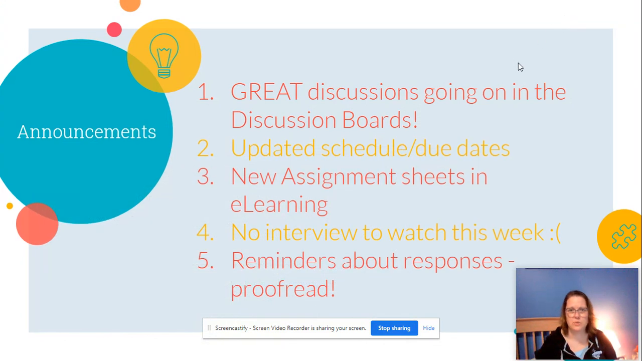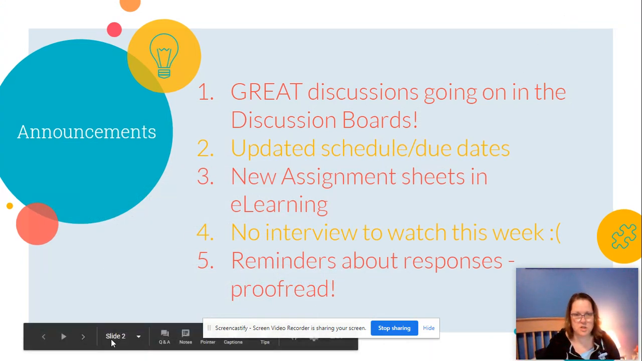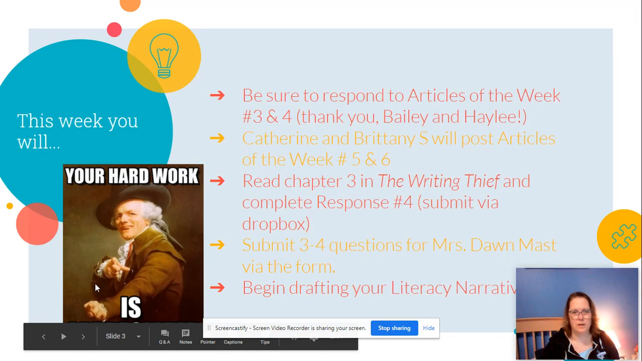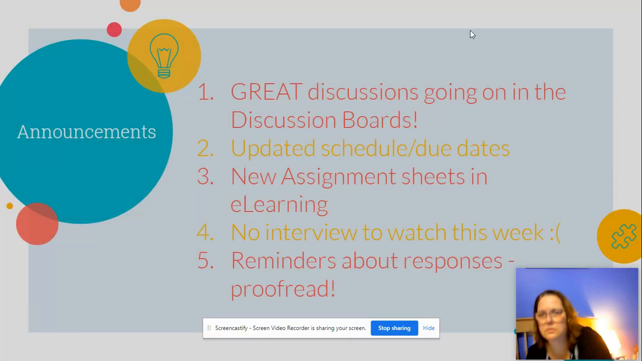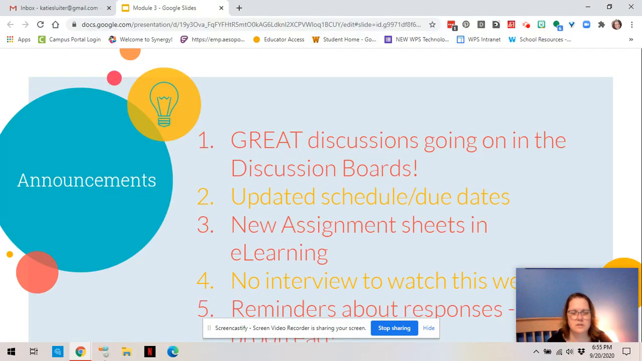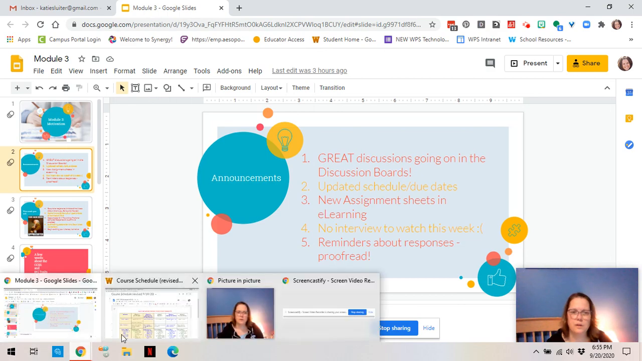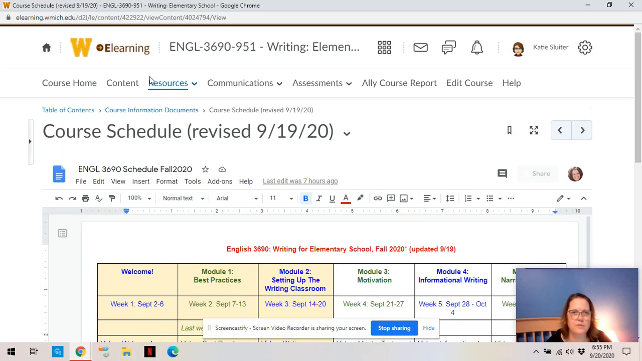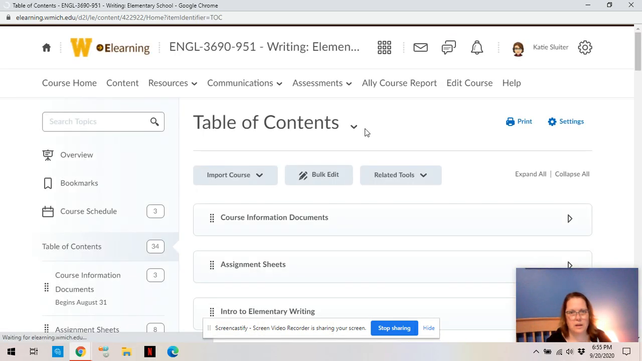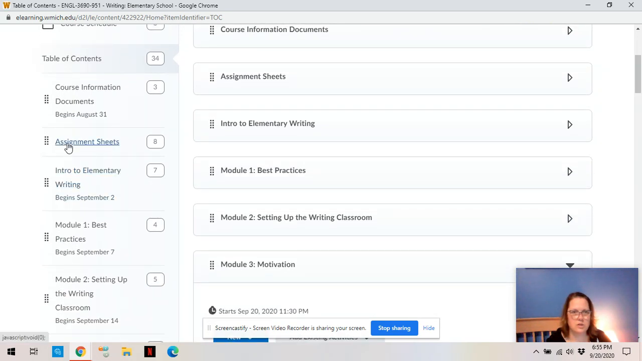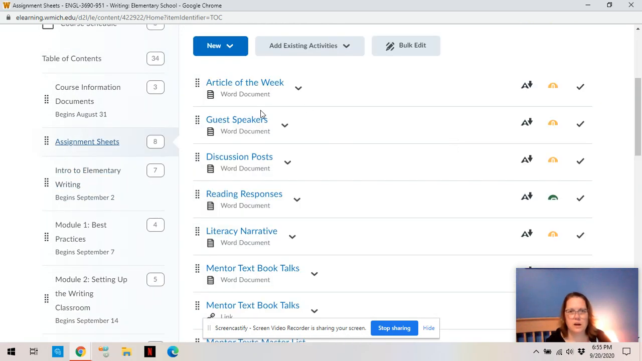Okay, so if I go back to here, there's a new assignment sheet here in eLearning as well. Let's see if I can go. I probably can't. Katie's just fumbling around today. Okay, so if we go back to table of contents and assignment sheets, in here is the nitty gritty of what's due. This tells you what you're supposed to do for article of the week, for the guest speakers, for your discussion posts and your reading responses.